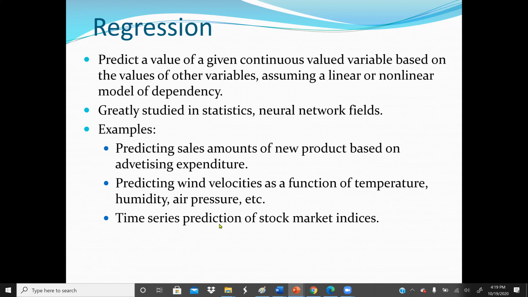Or time series prediction of stock market prices. As time changes, and based on economic conditions, we can predict the stock price.